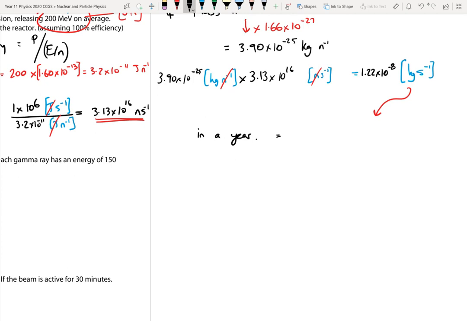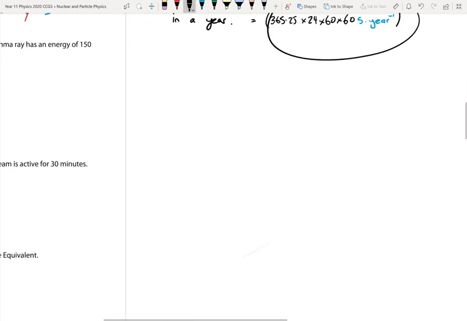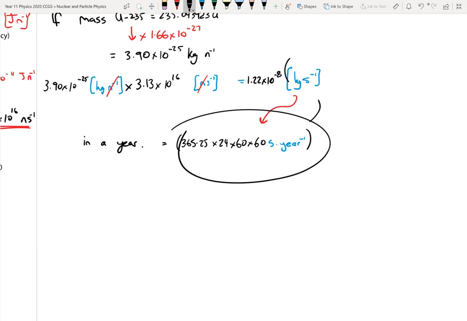equals, let's go the long way, 365.25 times 24 times 60 times 60 seconds per year. I'm going to write that in my dimensional analysis blue. Seconds per year. That's a funny way to write it, but I'm just going to write it as S per year. So then, if I multiply that number by that number, the seconds cancel. We're left with kilograms per year.